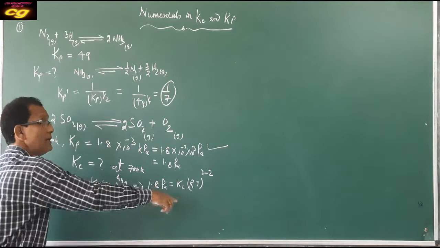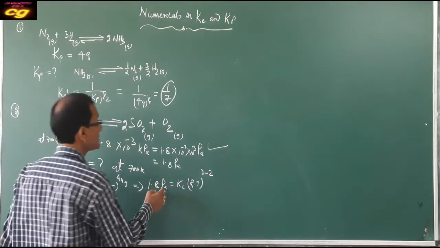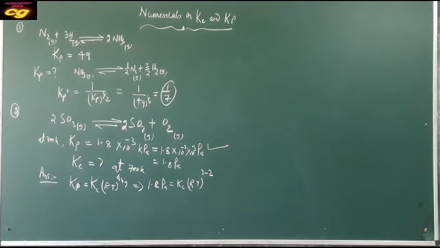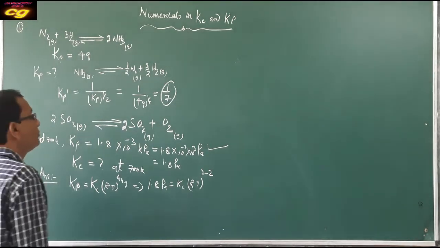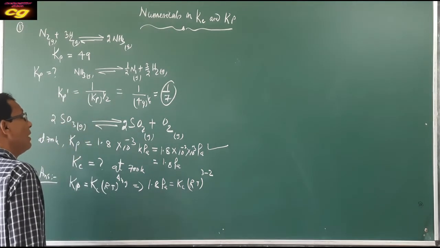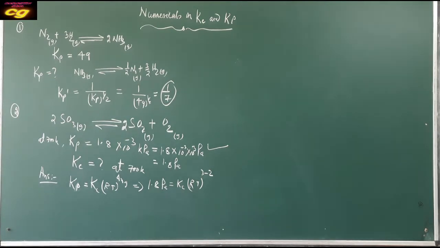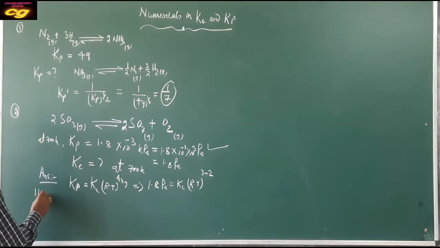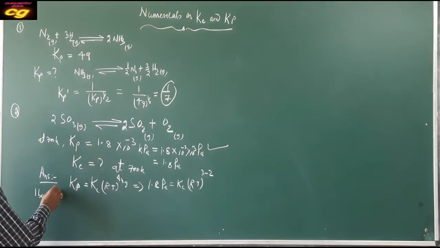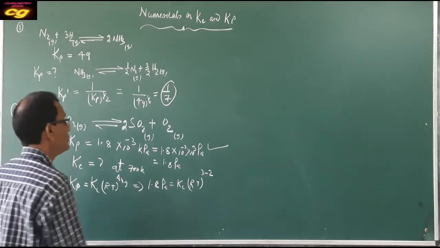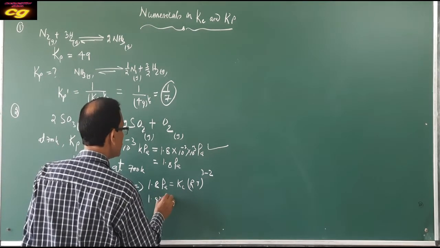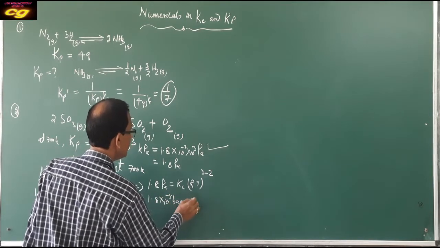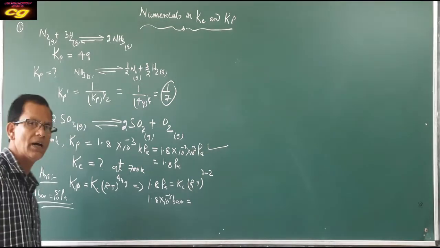Here, as R is used in litre atmosphere, we have to convert pascal to bar or atmosphere. What is the answer here? 1.8 pascal is equal to how many bar? We know that 1 bar is equal to 10 to the power 5 pascal. So 1 pascal is equal to 10 to the power minus 5 bar. So here it is 1.8 into 10 to the power minus 5 bar. Bar or atm, approximately 1 bar is equal to 1 atm.